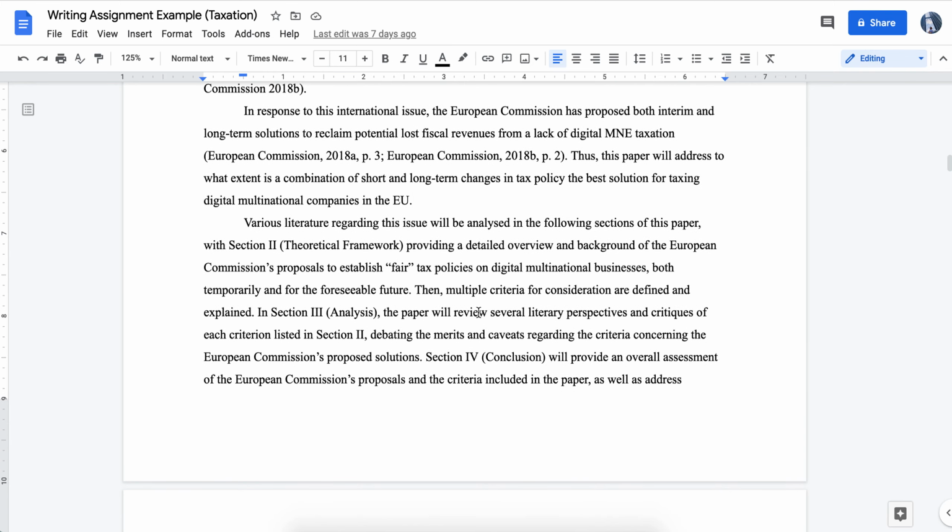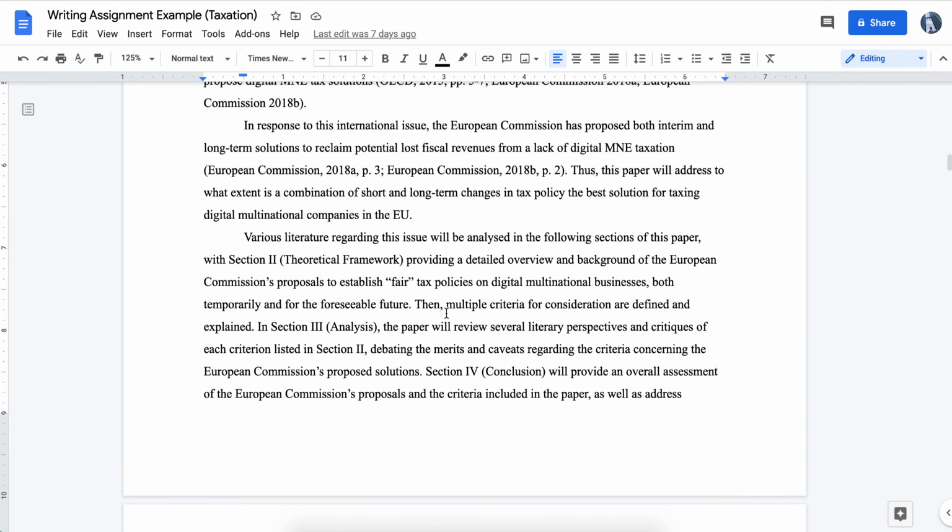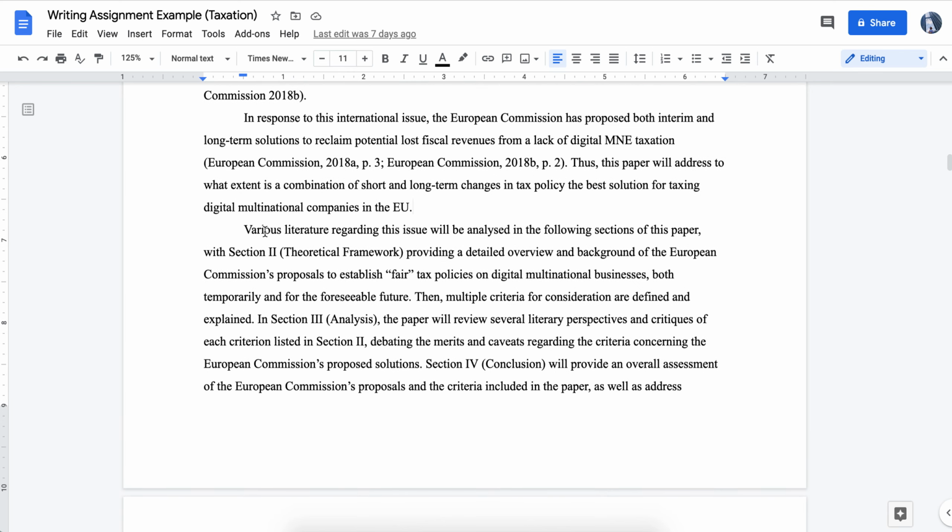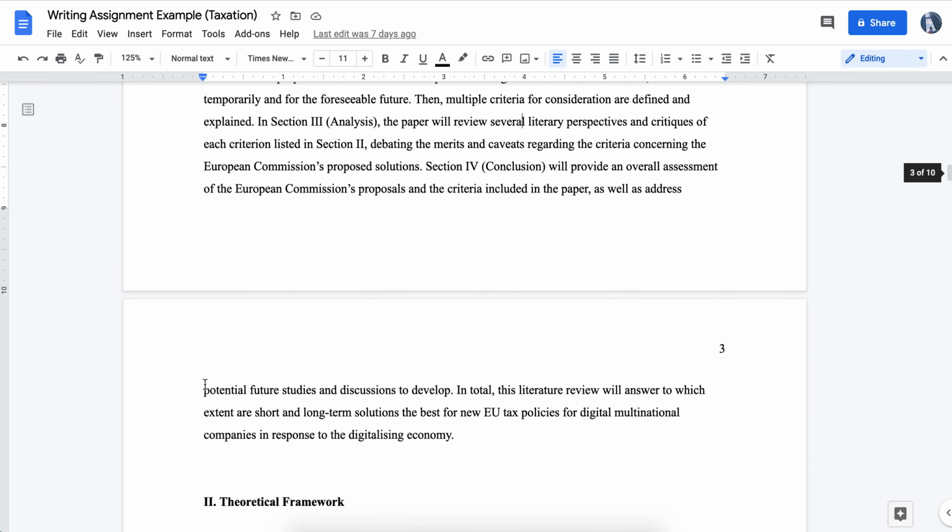Then lastly, I have the research method and the structure, like I said, in combination together in this last paragraph. I say that various literature will be analyzed. So that's already answering your research method. And then I introduced that section 2 will do this, section 3 analysis will do this, section 4 conclusion will do this. And overall, it will address potential future studies and discussions to develop.